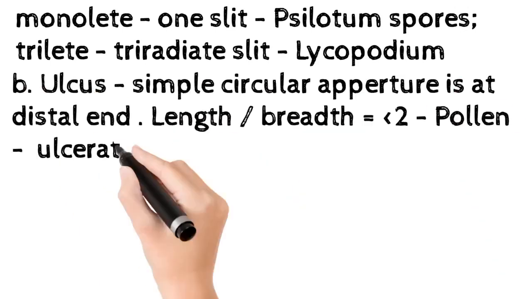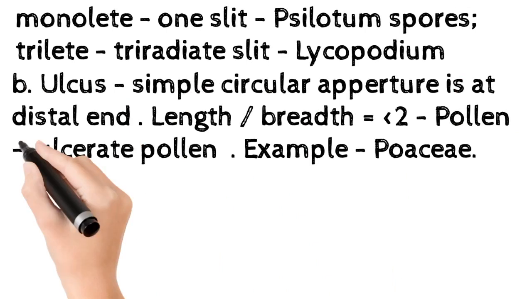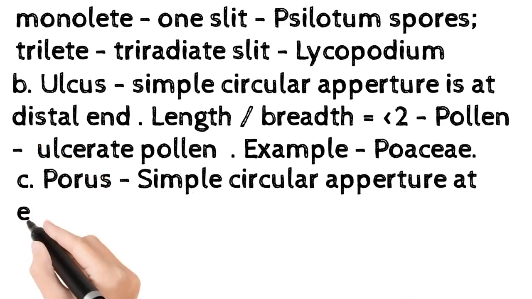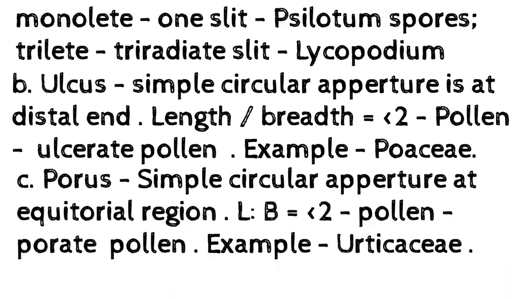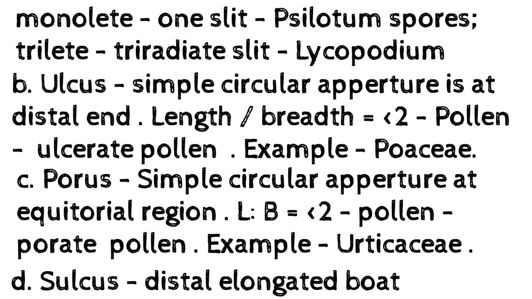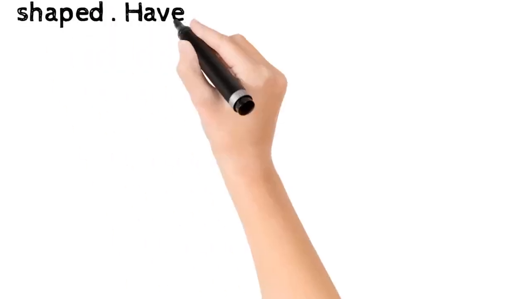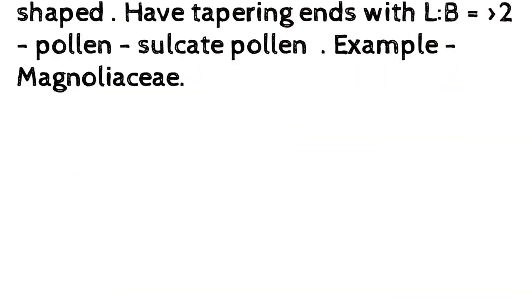B. Ulcus: simple circular aperture at the distal end. Length to breadth ratio less than 2, pollen termed ulcerate pollen. Example, Poaceae. C. Porus: simple circular aperture at the equatorial region. Length to breadth ratio less than 2, pollen termed porate pollen. Example, Urticaceae. D. Sulcus: distal, elongated, boat-shaped, with tapering ends and length to breadth ratio greater than 2. Such pollen is termed sulcate pollen.